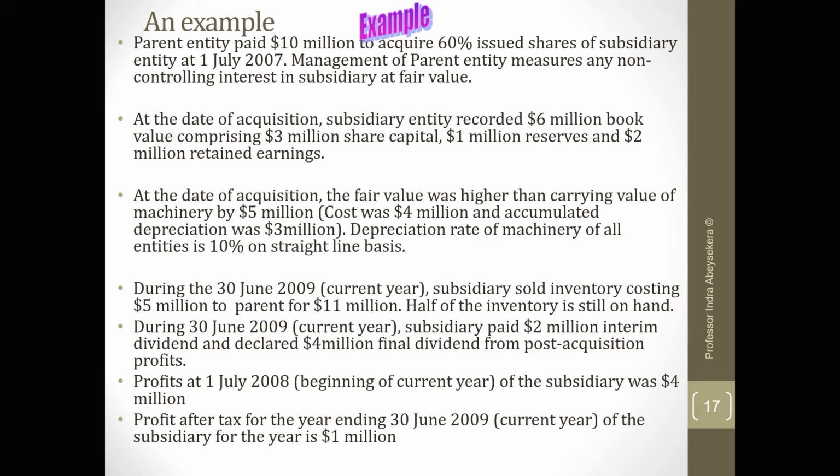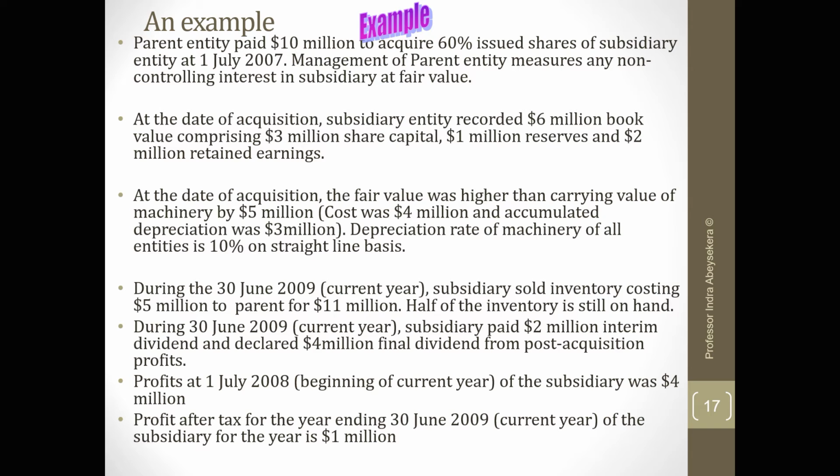During 30th June 2009, that's the current year for this example, the subsidiary sold inventory costing 5 million to the parent for 11 million. Half of the inventory is still on hand. So it tells us that there was an unrealized gain up to 1/2, and there's unrealized overvalued inventory up to 1/2.